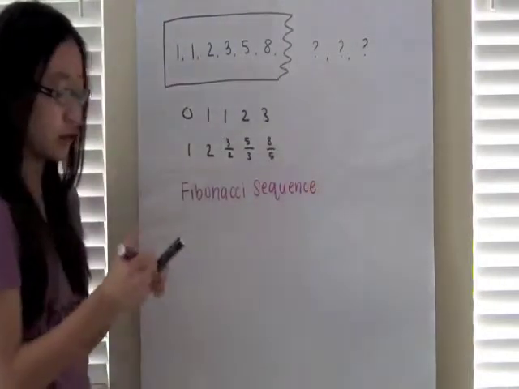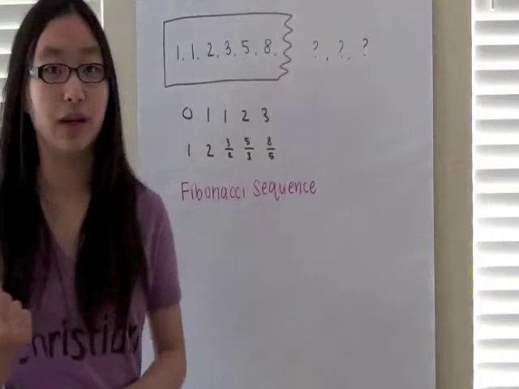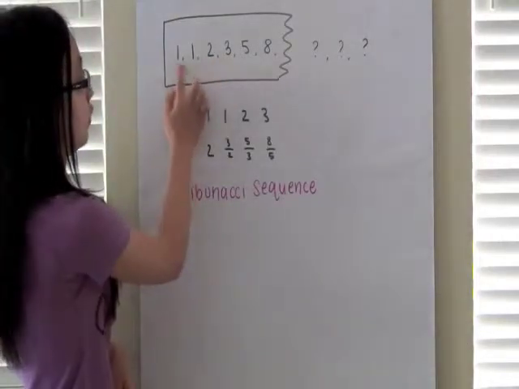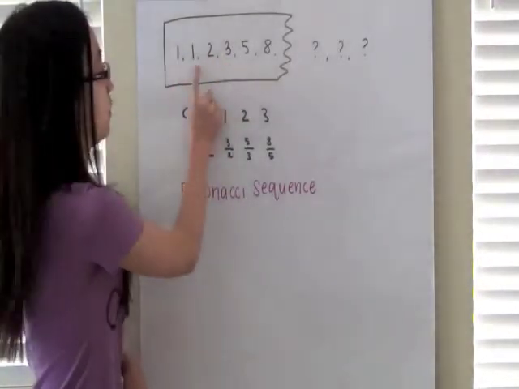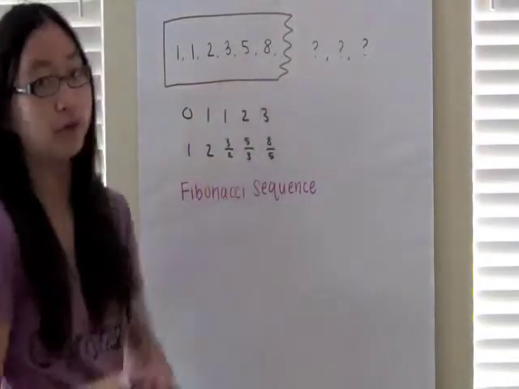The numbers in a Fibonacci sequence are derived from the sum of the two values before it. For example, 2 is the sum of 1 plus 1, 3 is the sum of 1 plus 2, 5 is the sum of 2 plus 3, 8 is the sum of 3 plus 5, and so forth.